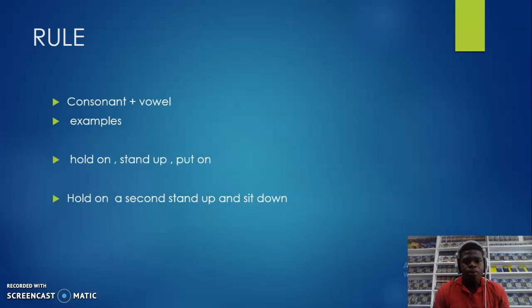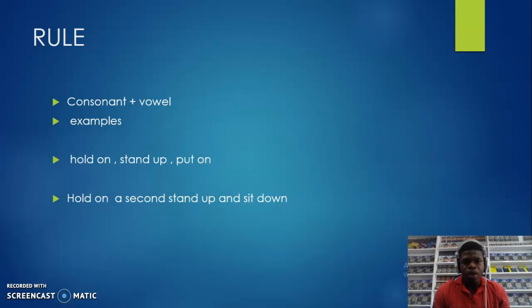Examples: hold on. You can see I have two words, hold and the preposition on, but the verb hold ends with a D sound, and on starts with a vowel sound, O. You are going to blend it. Hold on. The same with stand up. Stand ends with a consonant sound, and up starts with a vowel sound. Stand up. In the same way, put on. It's better to say put on.